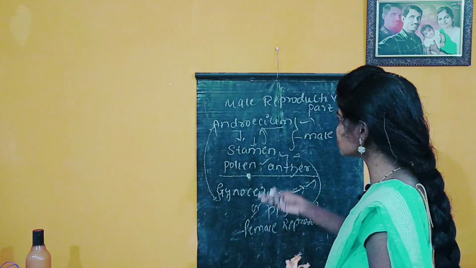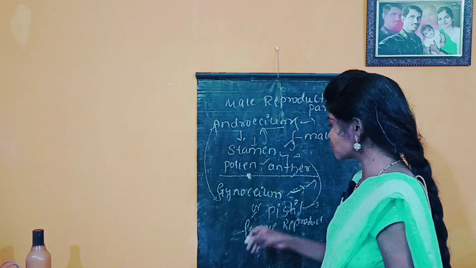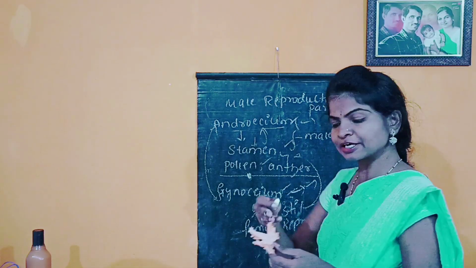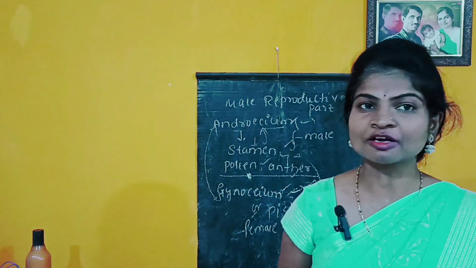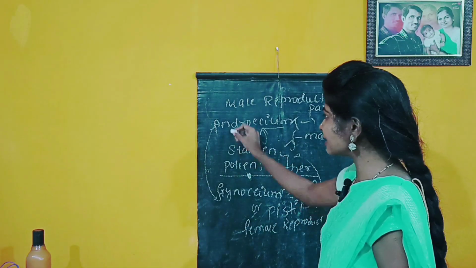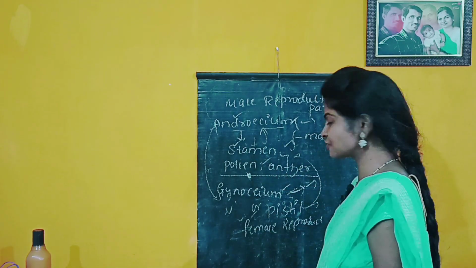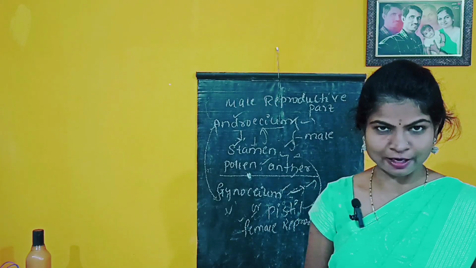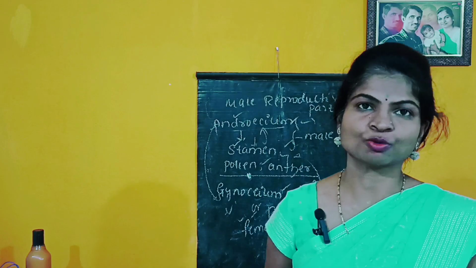The male reproductive part is called the androecium, that is the stamen, and the female reproductive part is called the gynoecium or pistil. If the flower contains both parts, then it is called a bisexual flower. And a unisexual flower means either one. If the flower contains either androecium or gynoecium, that is either stamen or pistil, then it is called a unisexual flower.